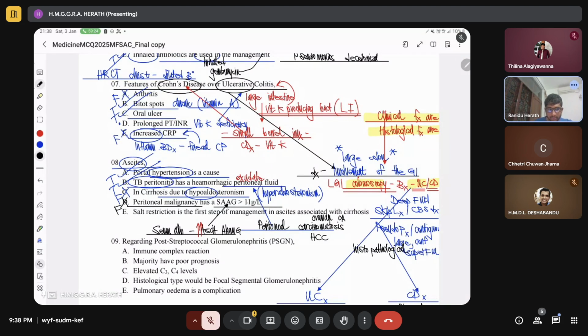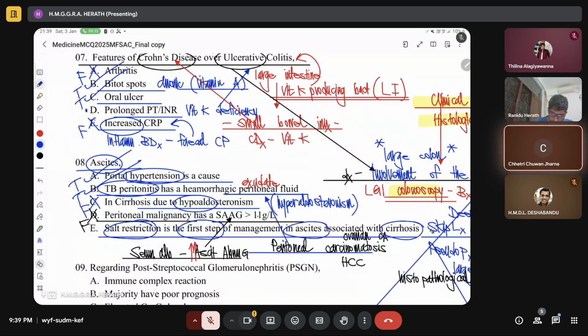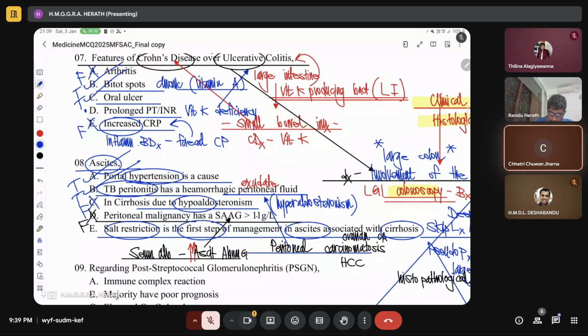Understood? Okay. Salt restriction is the first step in management of ascites associated with cirrhosis. True or false? True.